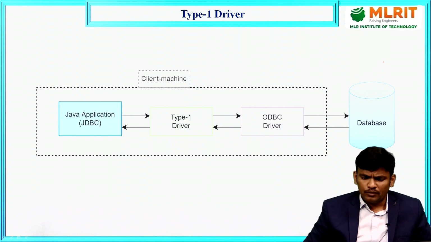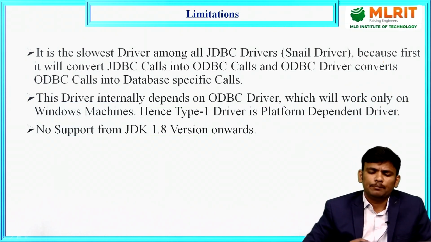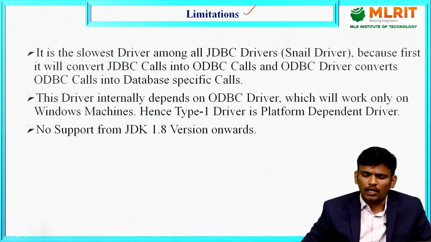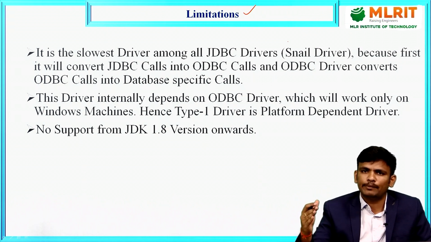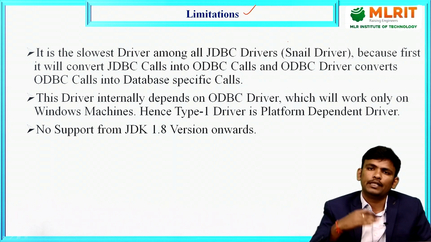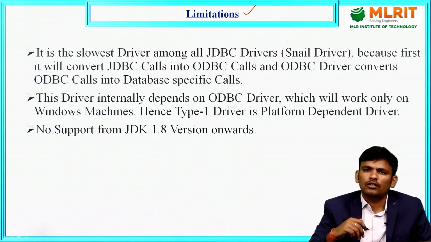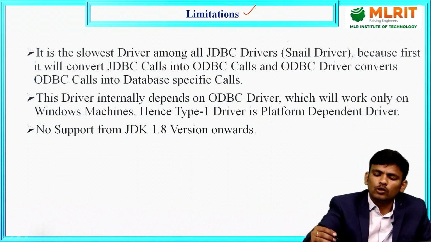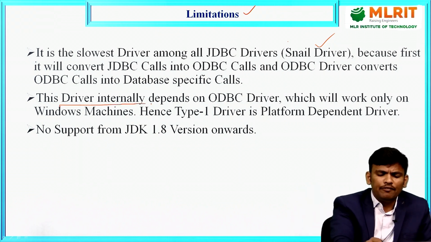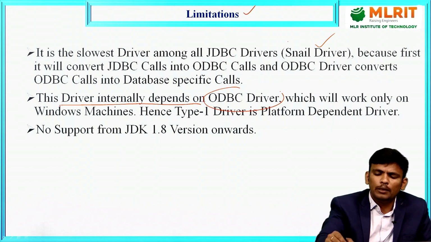Next, the problems, meaning the limitations, of this type 1 driver. If you observe, first of all we need to convert the Java application calls to ODBC specific calls, and the ODBC specific calls to the database specific calls. That means too many conversions are required, so that's why performance wise it is not up to the mark. We can also call this the snail driver, because we require too many conversions.